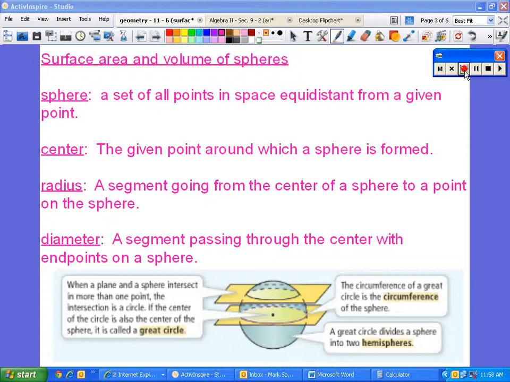Saturn had rings outside the circle. Again, these are all excellent examples of spheres. But can anybody think of a particular circle that is the great circle of a particular sphere? Earth. Good. The equator. Great circle. The equator goes around the center of the Earth.